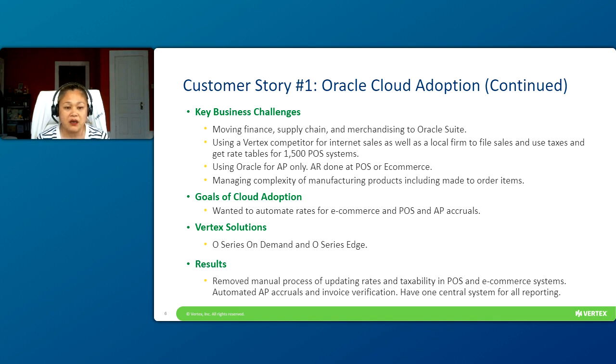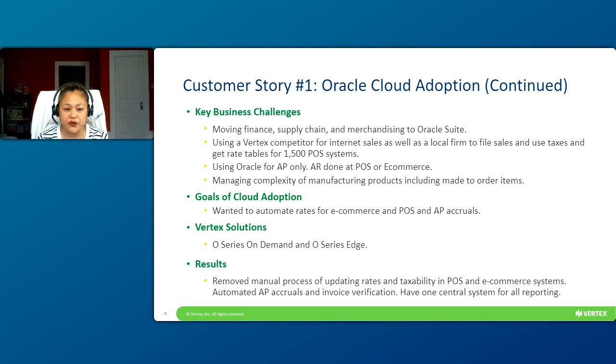With their AP, they were only doing AP in Oracle because all of their sales were in either point of sale or e-commerce. But they were also managing a lot of purchases because they were a manufacturer, and they also manufacture made to order items. So what they really wanted was a central cloud system where everything was automated, and they were able to streamline their reporting. So automation of rates with their e-commerce, their point of sale, as well as automation with their AP accruals.